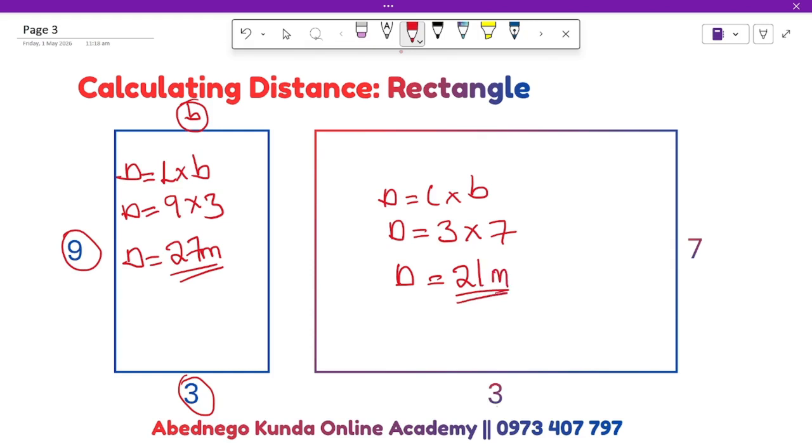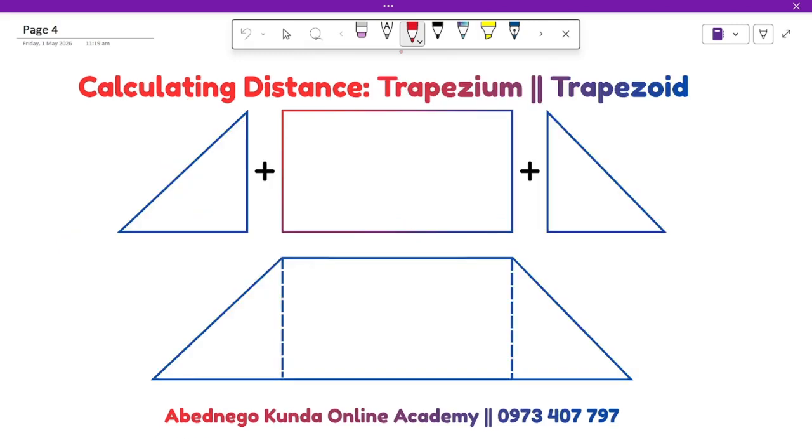Okay, we go to the next one. Okay, so we now look at a trapezium. So a trapezium is the same as a trapezoid. They are one and the same thing. And this shape is not complicated. It is basically just a combination of 2 triangles and 1 rectangle. Okay, so there are 2 types of trapezoid. It could be a combination of a triangle and a rectangle, or a combination of 2 triangles and a rectangle.